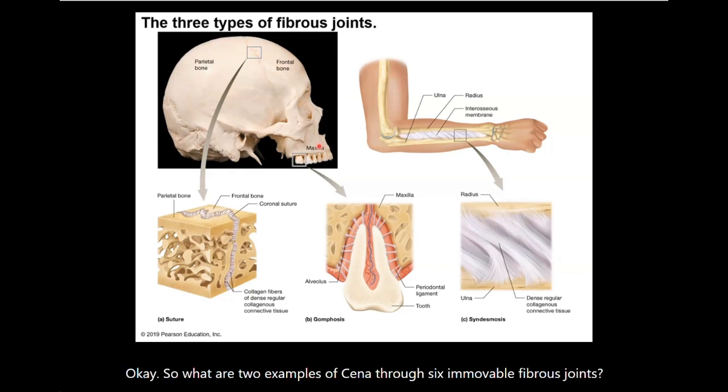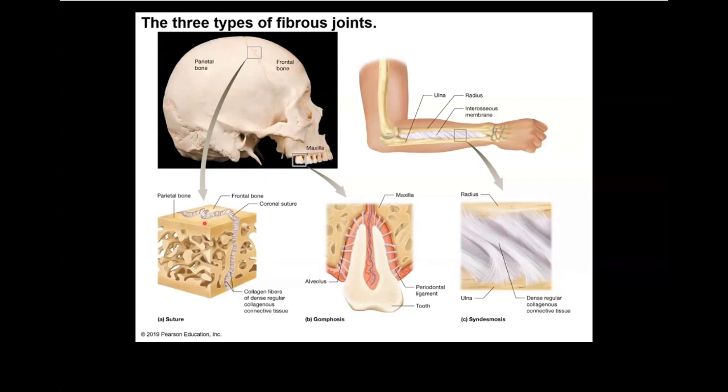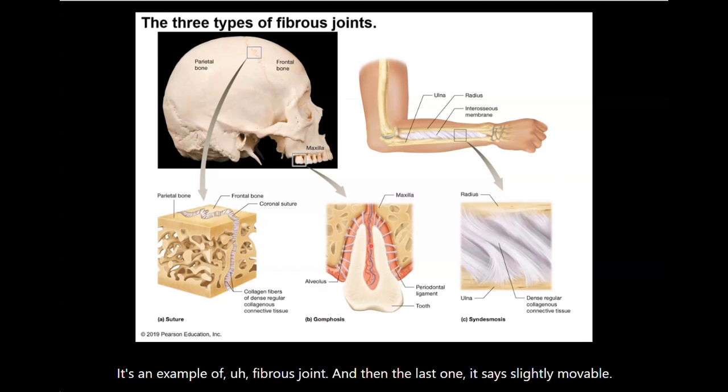So what are 2 examples of synarthrosis, immovable fibrous joints? The suture, does the suture move? It doesn't move, but does it hold 2 bones together? Yes, right? That's a fibrous joint. What about the tooth socket? Does it move? Right? This is called gomphosis. It's an example of a fibrous joint.